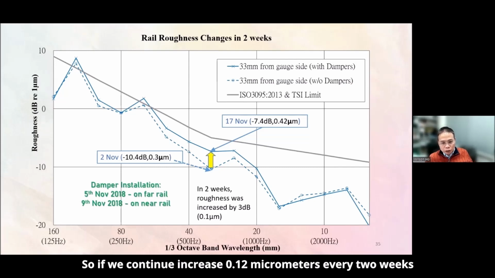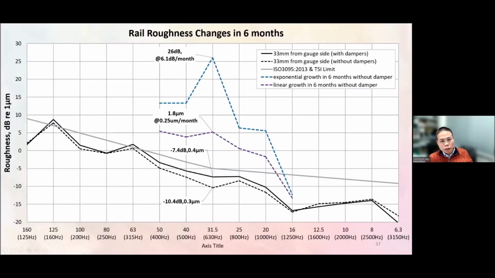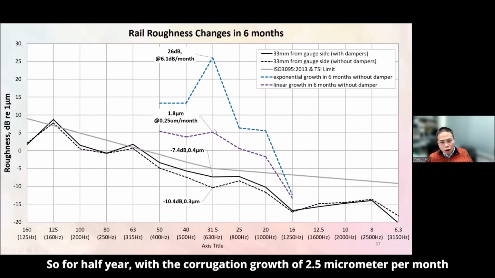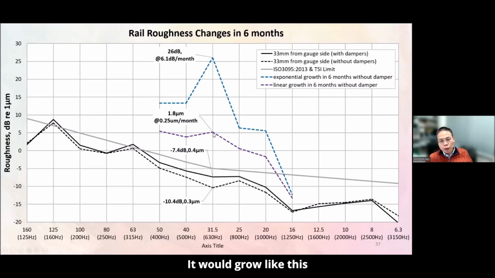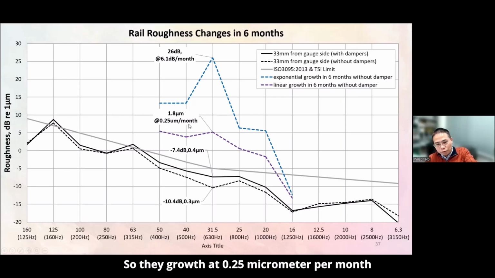So if we continue to increase 0.12 microns every 2 weeks, every month it will increase 0.25 microns. So for half a year, with the corrugation growth of 0.25 micron per month, it will go to this. This is based on linear growth of the corrugation. All our data showing the corrugation growth are linear. So they grow at 0.25 micron per month.